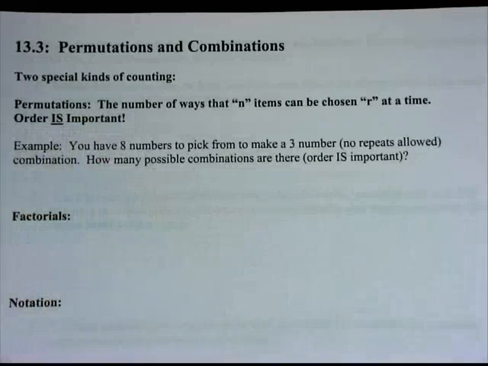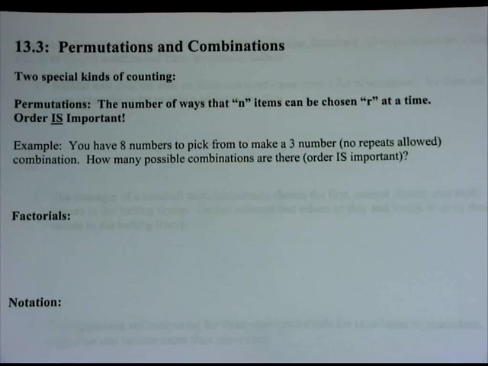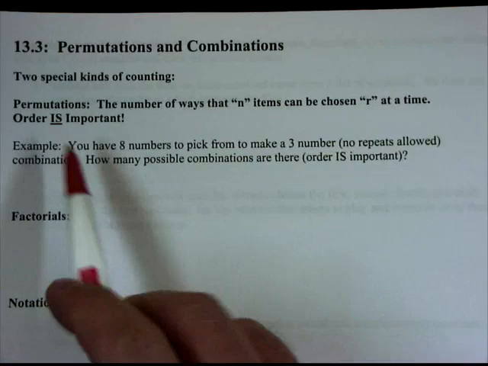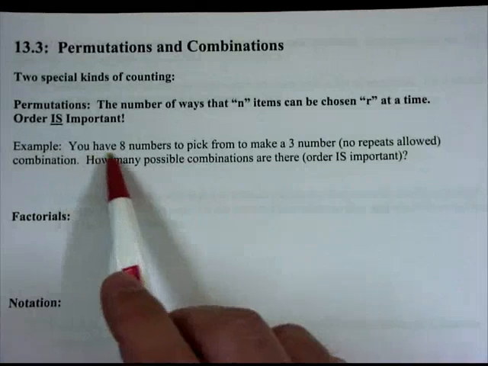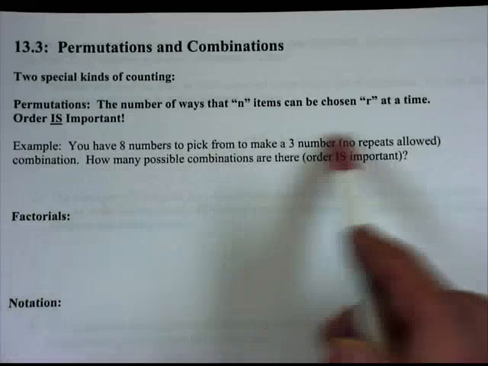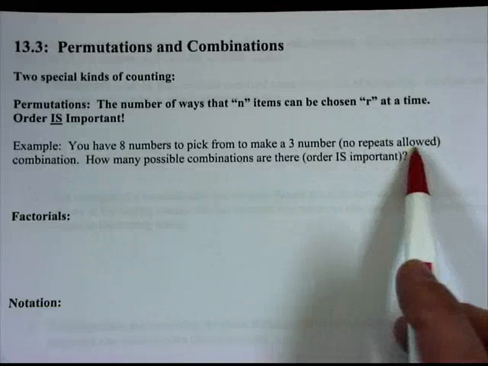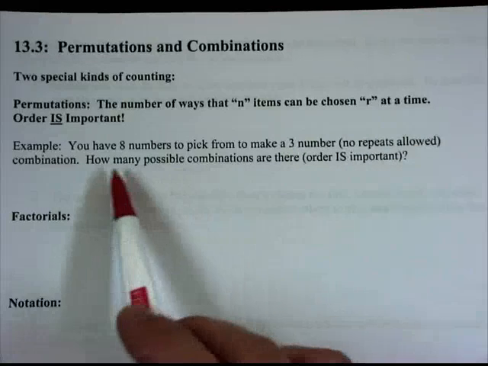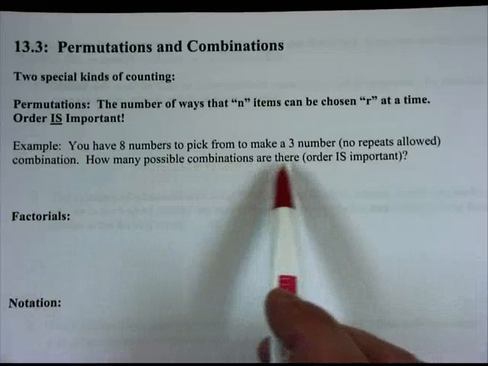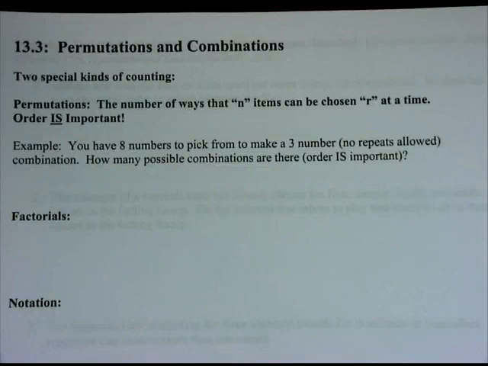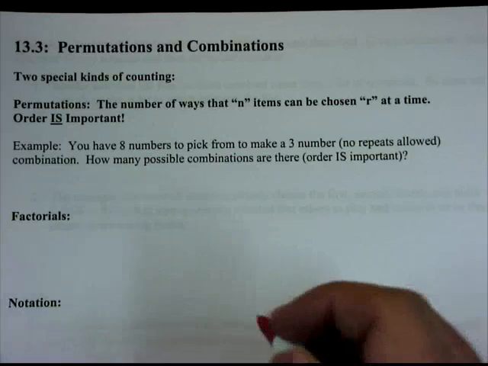Remember in the last section we talked about order being important or not, and this is where it's really going to come into play with the idea of permutations and combinations. So here's an example. Let's say you have 8 numbers to pick from, and you want to make a 3-number combination, and no repeats are allowed. How many possible combinations are there? And we say that order is important.